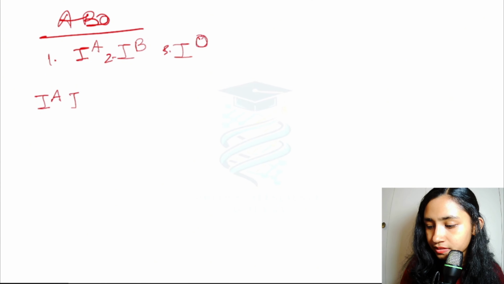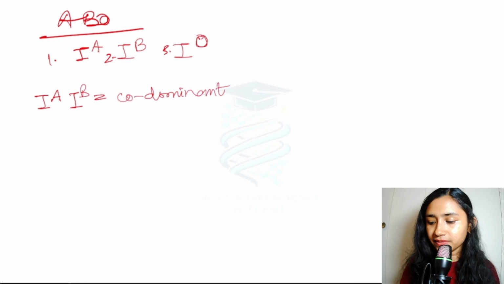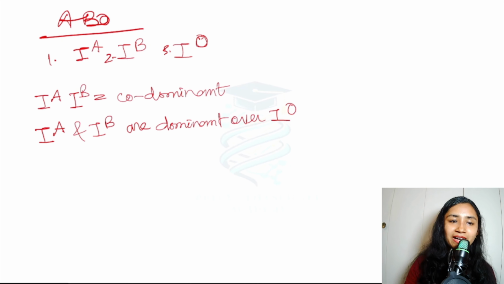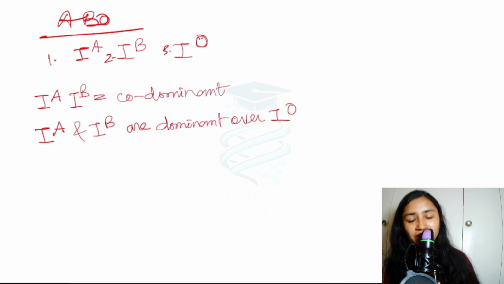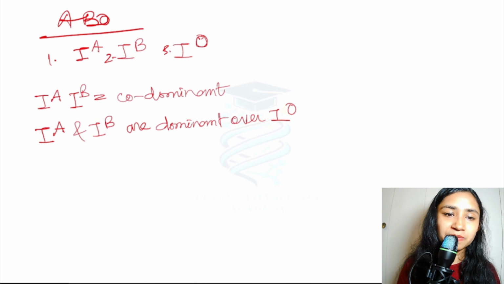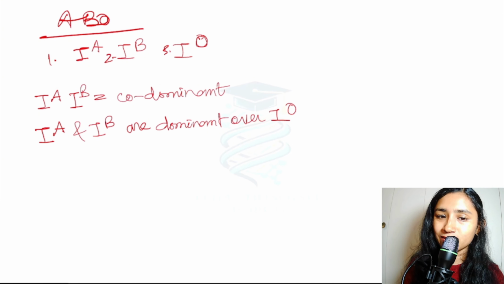IA and IB are codominant. I hope you understood what is codominant, that both the alleles will be expressed. And both IA and IB are dominant over IO. That means if IA and IO are present, the phenotype or the blood type will be capital A. If B and O are present, the blood type will be B. So here is also the case of dominance and recessiveness in alleles. Whenever there are alleles, there will be a case of dominance and recessiveness.